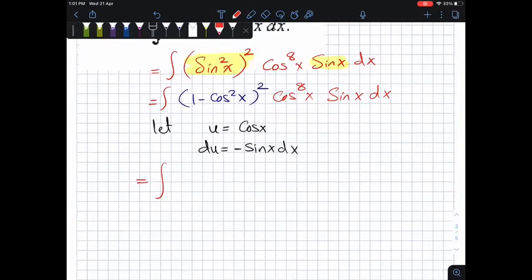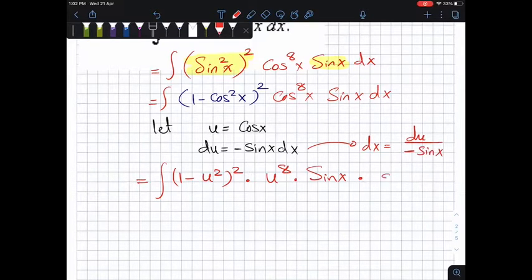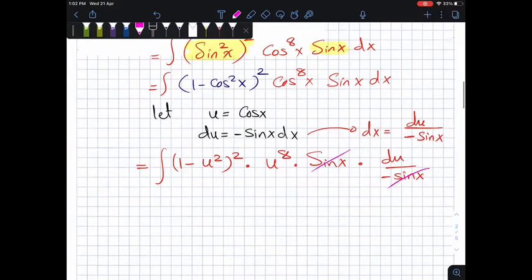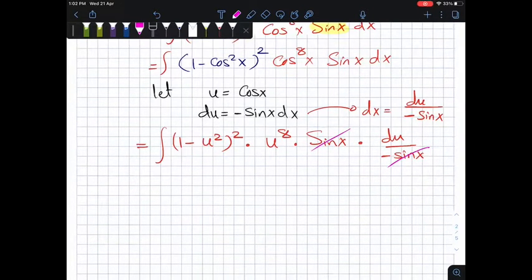We replace every cosine by u. So we have (1 minus u squared) all to the power 2, times u to the power of 8, times sine x. Leave it now, and you will know why. And then we replace the dx in the previous formula by du over negative sine x. You will see that we can cancel sine x with sine x. No sine in the question right now.